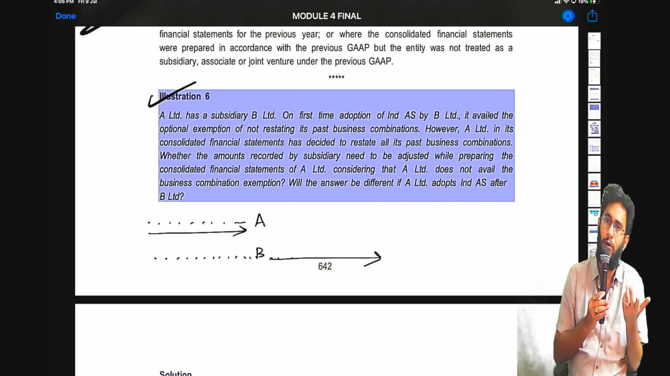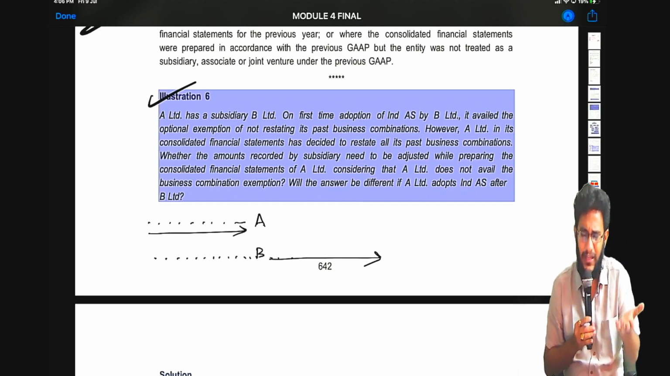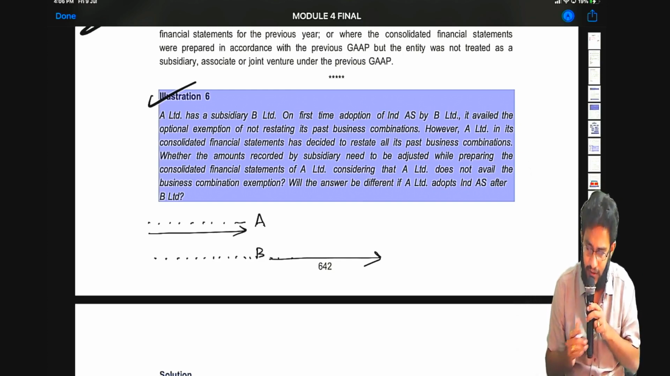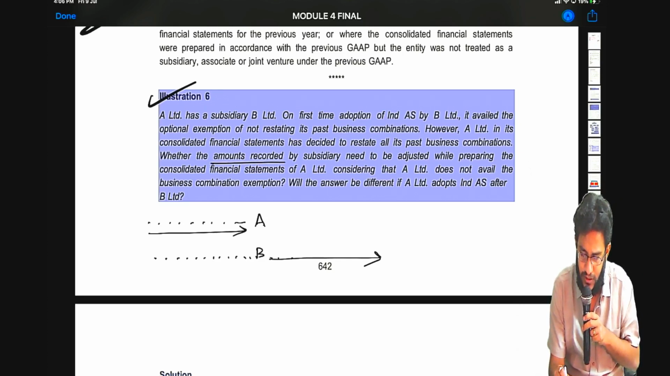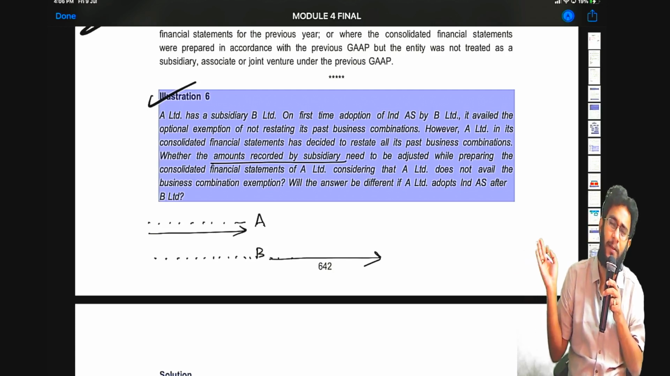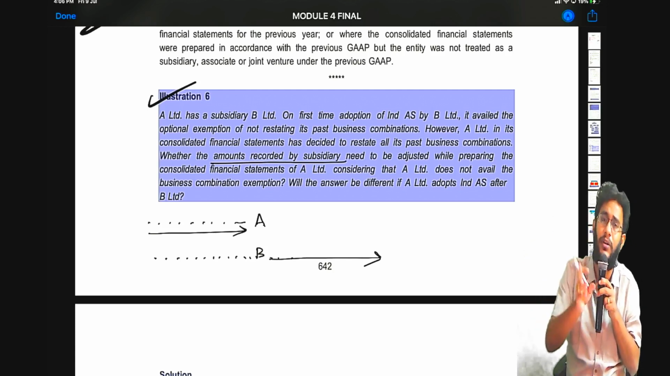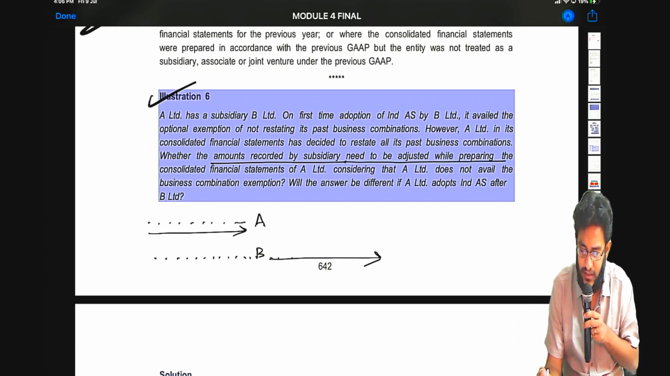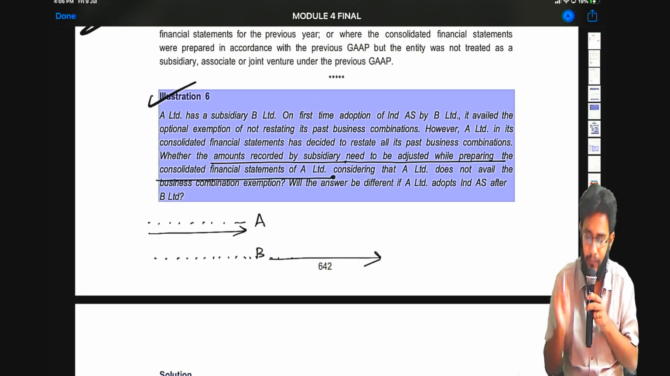Sir, can they do like that? Obviously, individual entities can do whatever option they want to select. But the question is not that. Whether the amounts recorded by subsidiary, meaning whatever existing carrying amounts they have brought forward as it is without restating by selecting the exemption, do they need to be adjusted while preparing the consolidated financial statements of A Limited?